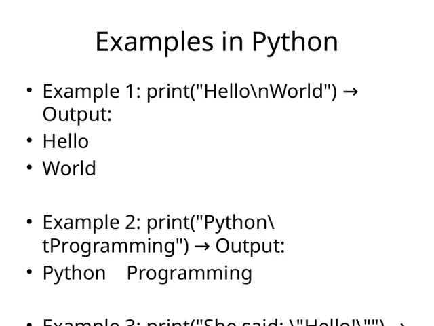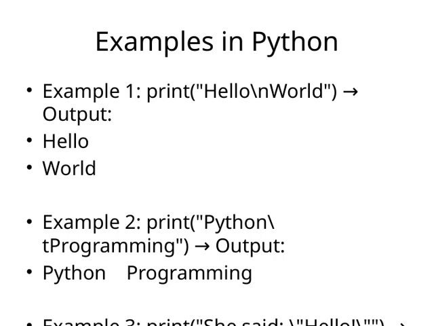Moving to the second example, print Python \t programming uses the tab character \t, which inserts some horizontal space. So when you run this, it displays Python followed by a tab space, then programming, making the output look a bit more spaced out. Finally, the third example shows how to include quotes inside your string. By writing print, she said, the backslashes escape the inner quotes, allowing them to be displayed as part of the output. So it prints, she said, hello.